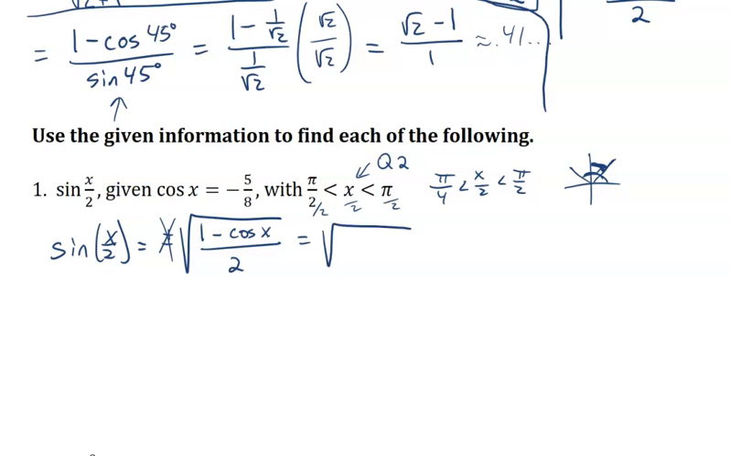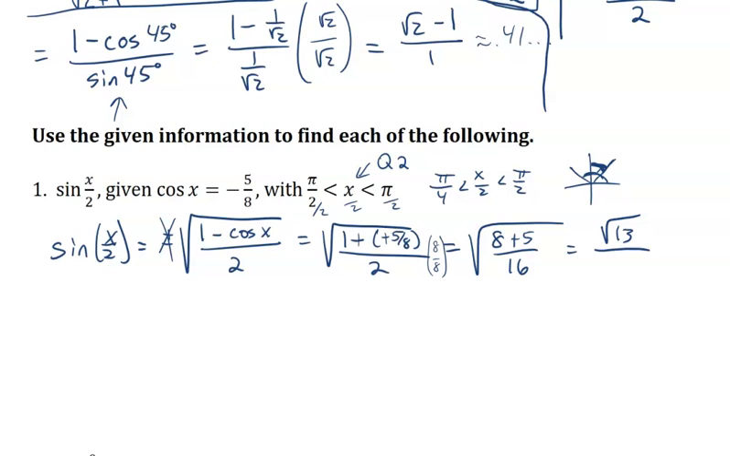Okay, so we get 1 minus, and then cosine of x is negative 5/8. So 1 minus negative 5/8 all over 2. I'm going to make that plus a positive, and I'm going to multiply by 8 over 8 to get rid of my complex fraction. So we get root 8 plus 5 all over 16. So root 8 plus 5 is 13. Square root of 16 is 4. So root 13 over 4 is sine of x over 2.